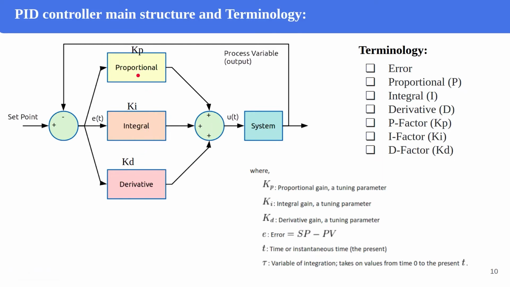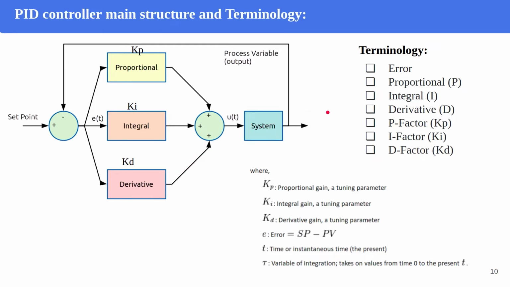Actually, the proportional or P depends on the present error, and the integral or I depends on the accumulation of the past errors. The derivative or D is a prediction of future errors based on the errors that we have. And finally, the weighted sum of these three actions is used to adjust the process via control elements.